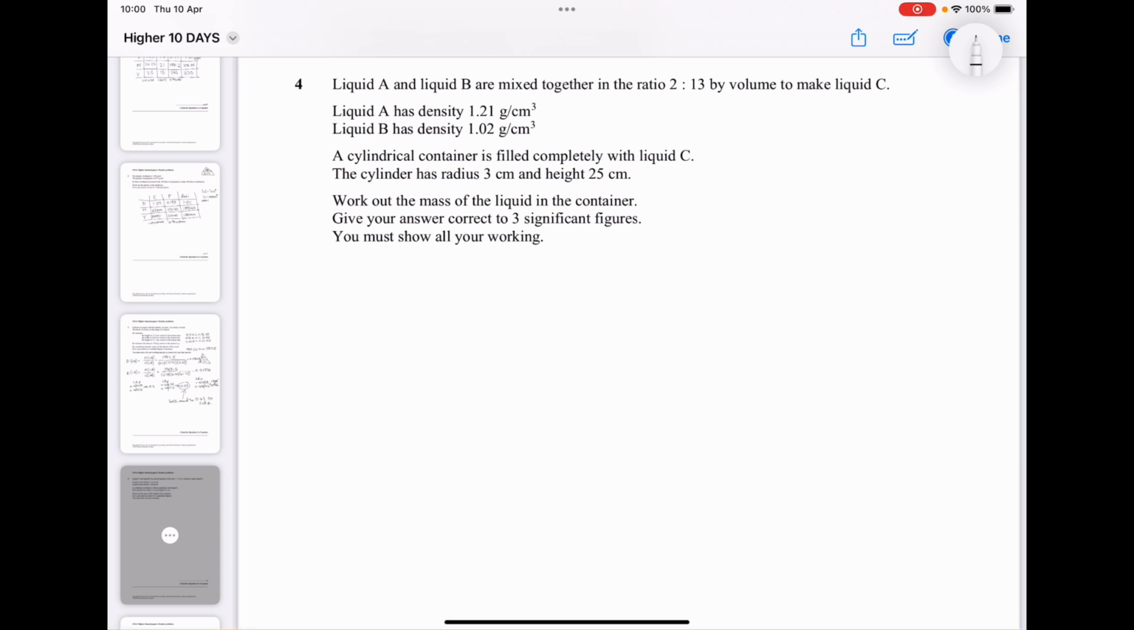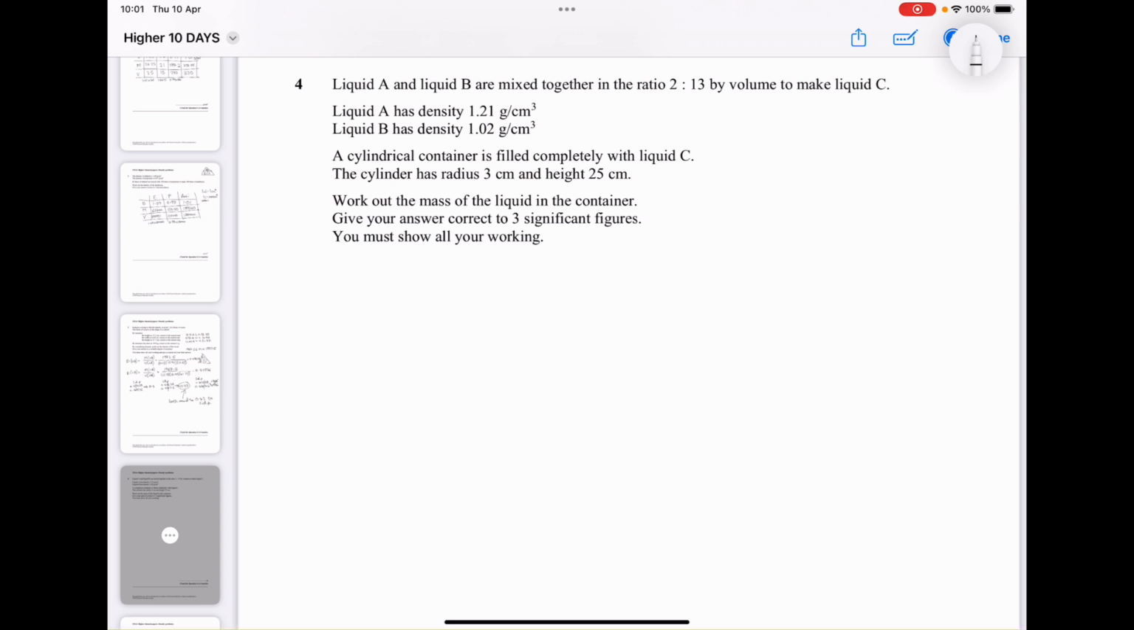Here we go, liquid A and liquid B are mixed together in the ratio 2 to 13 by volume to make liquid C. Liquid A has density 1.21 grams per centimetre cube. Liquid B has density 1.0 grams per centimetre cube. A cylindrical container is filled completely with liquid C. The cylinder has radius 3 centimetres and height 25 centimetres. Work out the mass of the liquid in the container. Give your answer correct to 3 significant figures. You must show all your working.